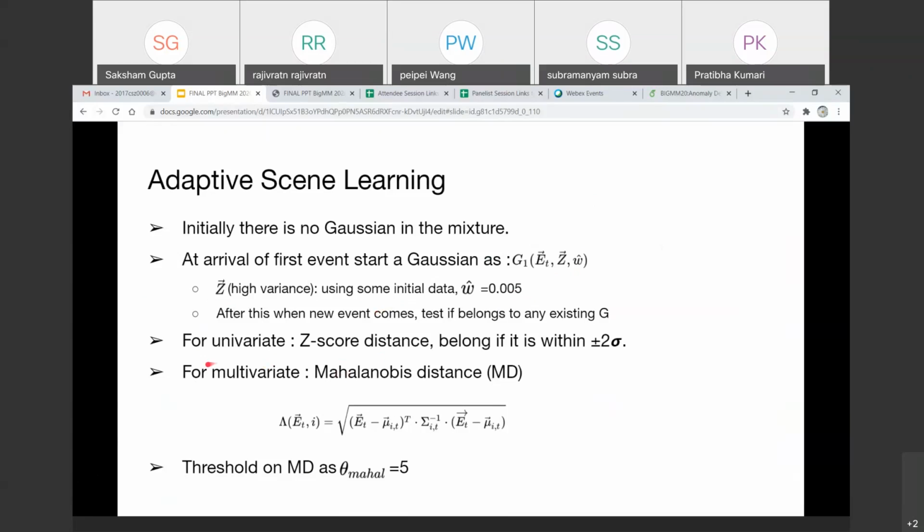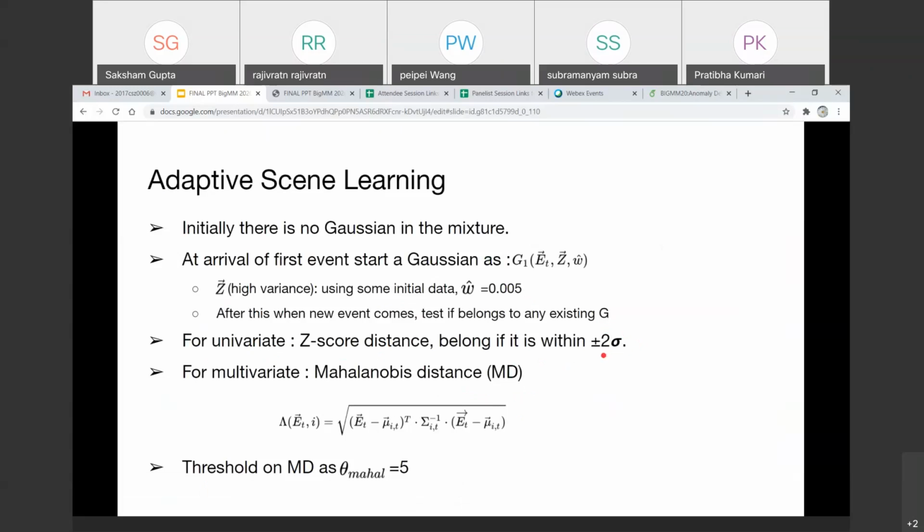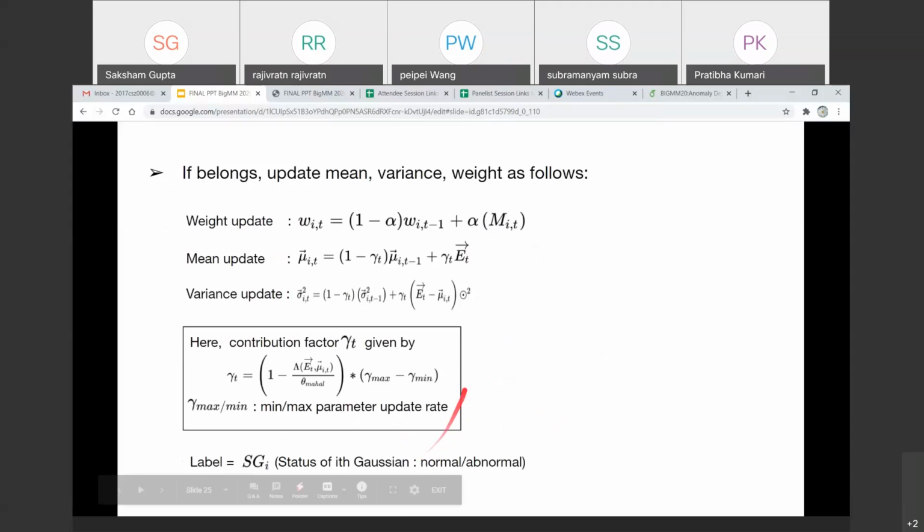For the multivariate case, we have Mahalanobis distance, which gives the same distance for the multivariate case. But this sigma rule changes for the multivariate case. Like, to accommodate the same 95% of the volume, the 2 sigma may change to 5 sigma. For our case, we have theta Mahalanobis, the threshold on the Mahalanobis distance, as 5. So if the Mahalanobis distance is less than or equal to 5, then it belongs to that Gaussian, otherwise it does not belong to that Gaussian.